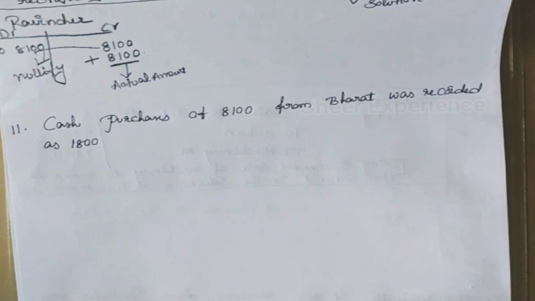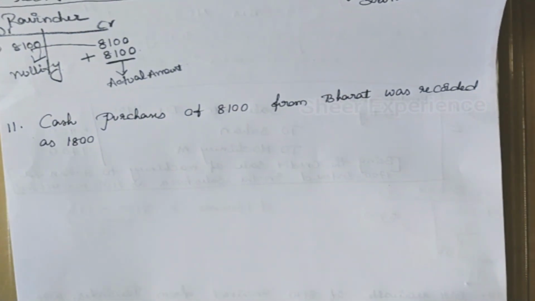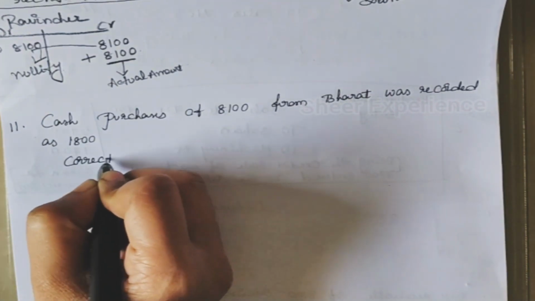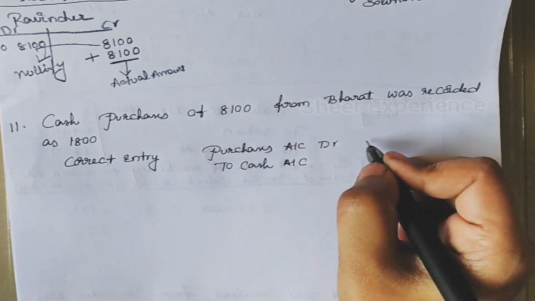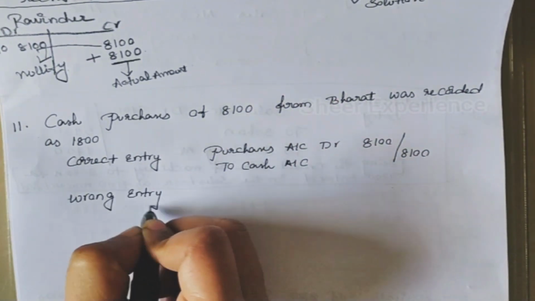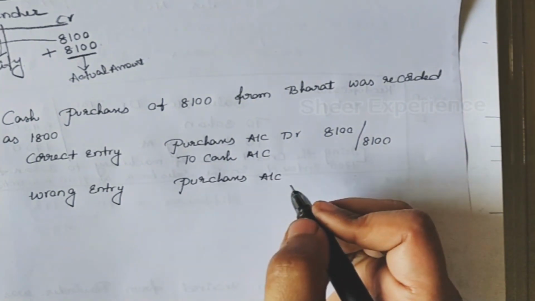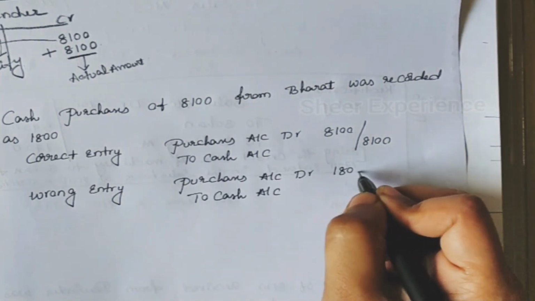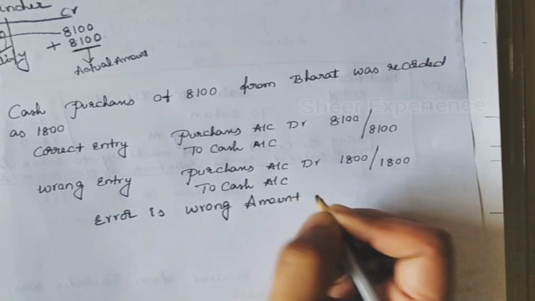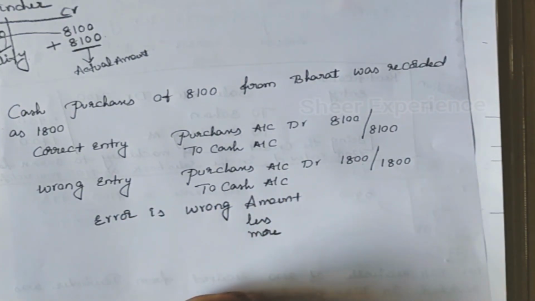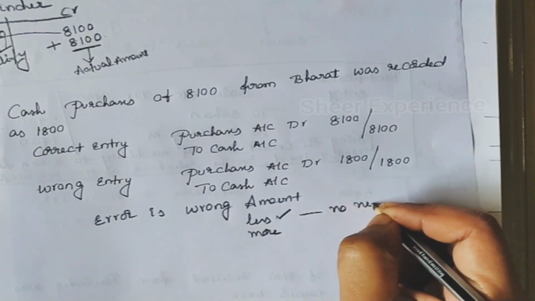Our last error is cash purchases of 8100 from Bharat was recorded as 1800. Correct entry is purchase account debtor to cash account. Amount is 8100. Wrong entry is purchase account debtor to cash account. Amount is 1800. Here the error is wrong amount. Did we update less amount or more amount? We have recorded less amount.